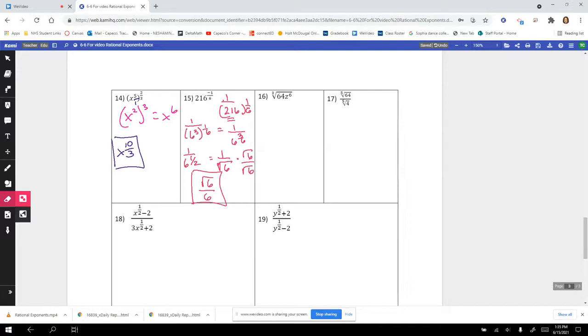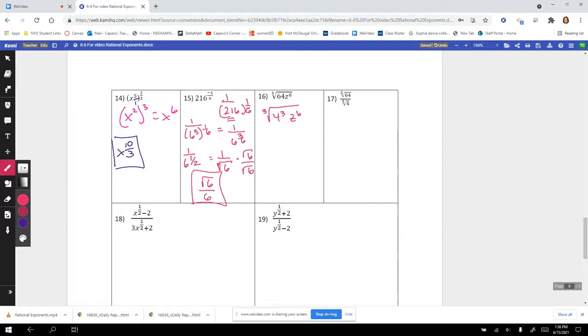Okay, let's take a look at the next power. We have a variable there, so we're going to clean it up a little bit to start with because of that 64. Now I know that 64 is 4 to the third power. And then I have z to the 6th power.